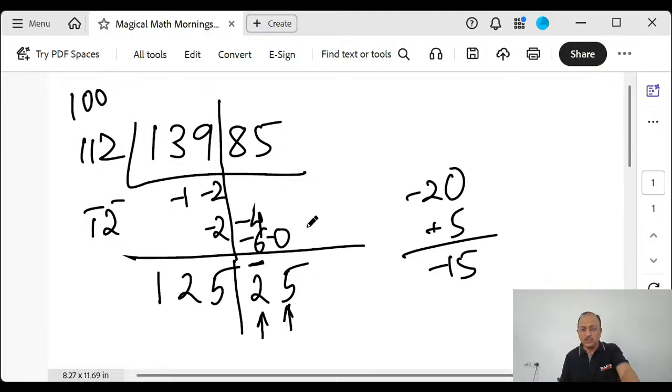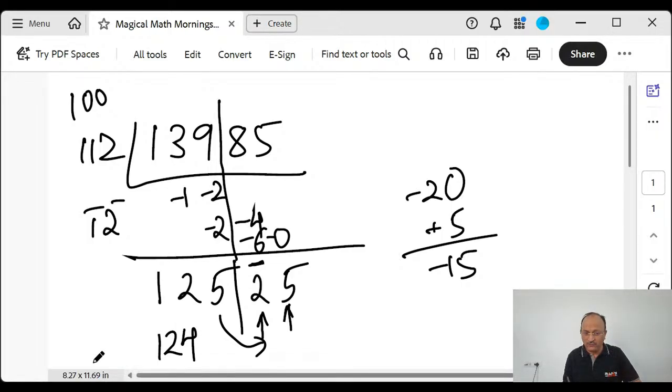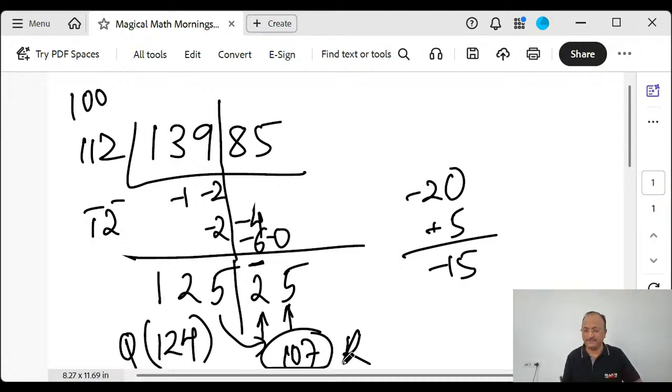This is actually 15 shorter than the divisor. This is the meaning. So what we'll do? One number from this we'll carry here. We'll borrow here. So we have to subtract 1 and we'll put 124 as the quotient. If you borrow 1, it means actually 112 will come. Correct? No? 112 times 125. So from 112, you subtract 15, you will get 97. This is the remainder.